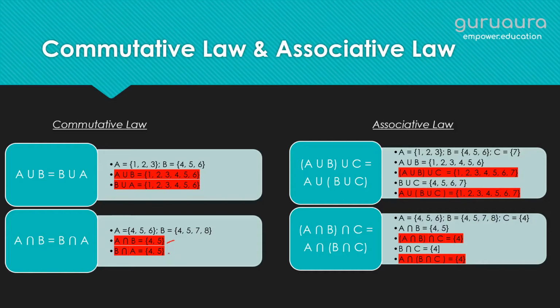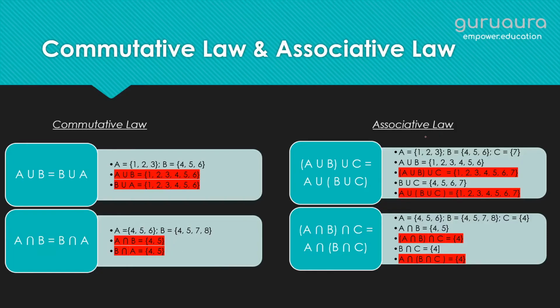And what is B intersection A? Again, B intersection A is a set with elements 4 and 5. So A intersection B is equal to B intersection A. Hence, we can conclude that the order of sets in which we do the operations does not change the result.